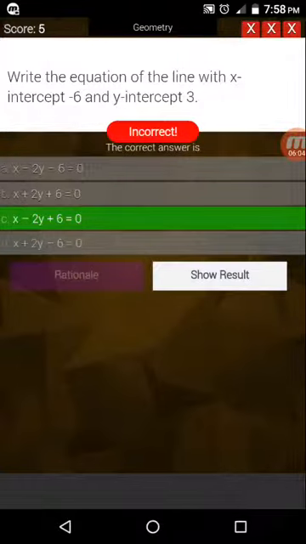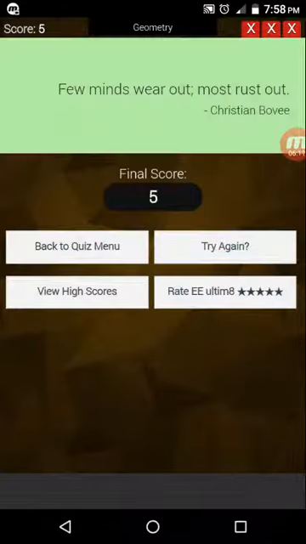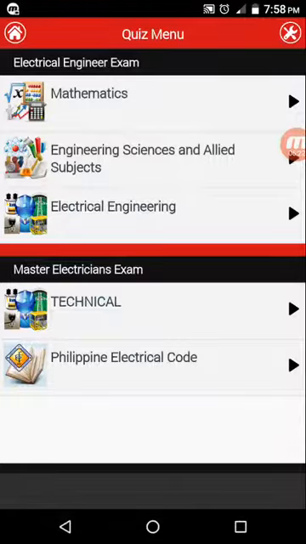So the correct answer is x minus 2y plus 6 is equal to 0. Show result. So his final score is 5. Quote here: "Few minds wear out, most rust out," according to Christian Bovee. Back to quiz menu. Mathematics again.